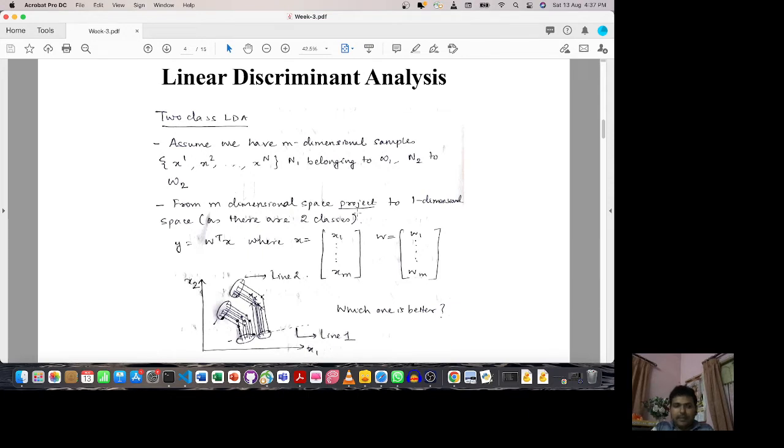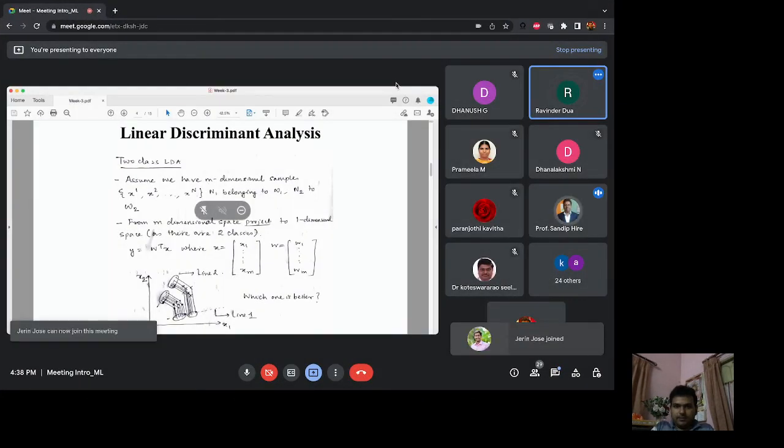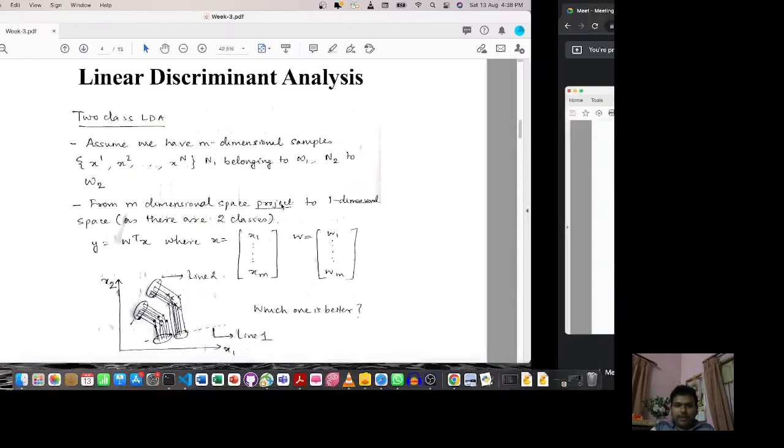Can you please repeat again? Yeah, okay. What is the dimension of x? X is m cross 1. And y is 1 cross 1, because I am projecting onto a one dimensional space. So y is 1 cross 1, x is m cross 1. So what is the dimension of W transpose? W transpose is 1 cross m. So what is the dimension of W? M cross 1. Okay, correct.